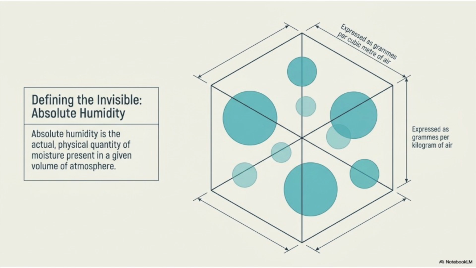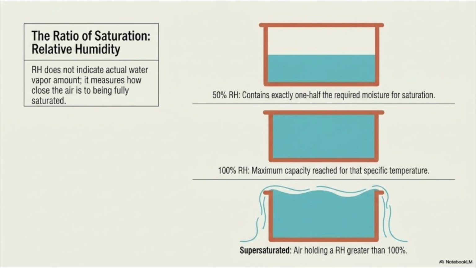Absolute humidity is the actual physical quantity of moisture present in a given volume of atmosphere. It is expressed either as grams per cubic meter of air or as grams per kilogram of air. While absolute humidity tells us the actual amount of moisture, relative humidity tells us something different: the ratio of saturation. Relative humidity does not indicate the actual water vapor amount. Instead, it measures how close the air is to being fully saturated.